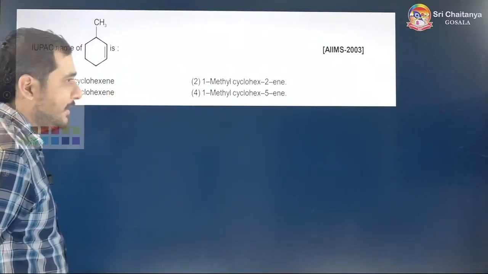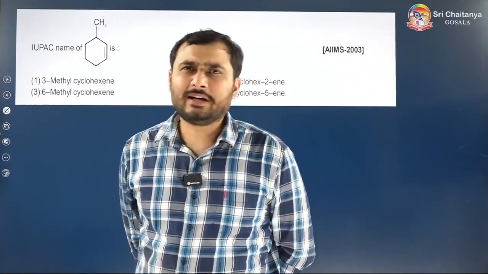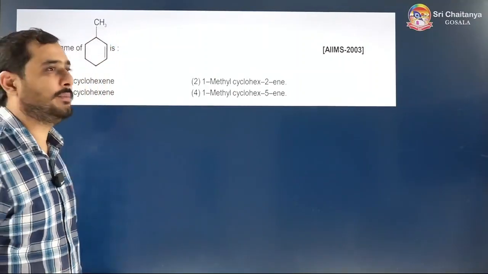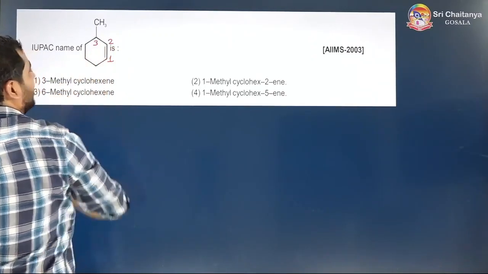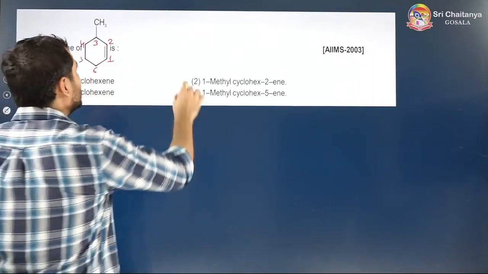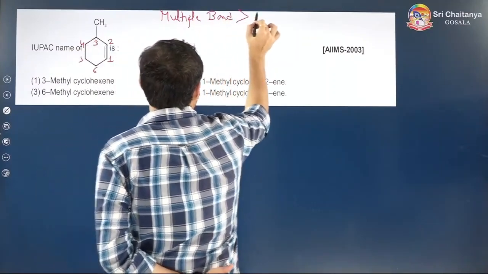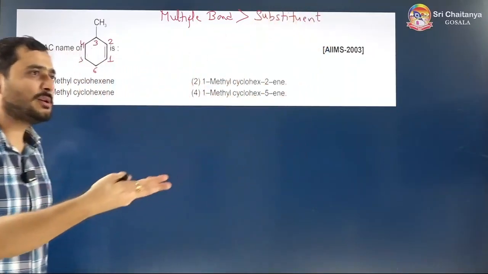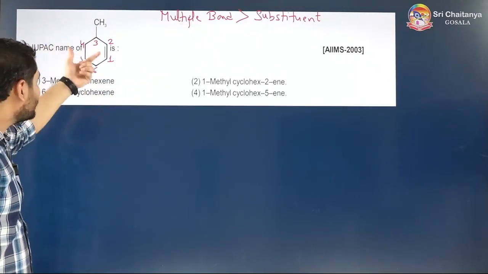This is an easy question. Whenever one multiple bond and one substituent are present, listen very carefully: the multiple bond will get more priority. So the double bond will get the first number, not this CH3. So this will get number 1, this will get 2, this will get 3. And how many carbon atoms are there in total? 6 carbon atoms in the ring. So remember this, that a multiple bond will get a higher priority than a substituent. Here CH3 is a substituent, it is not any functional group. If a functional group is present, then the functional group will get higher priority. But here it is not a functional group, it is a substituent.